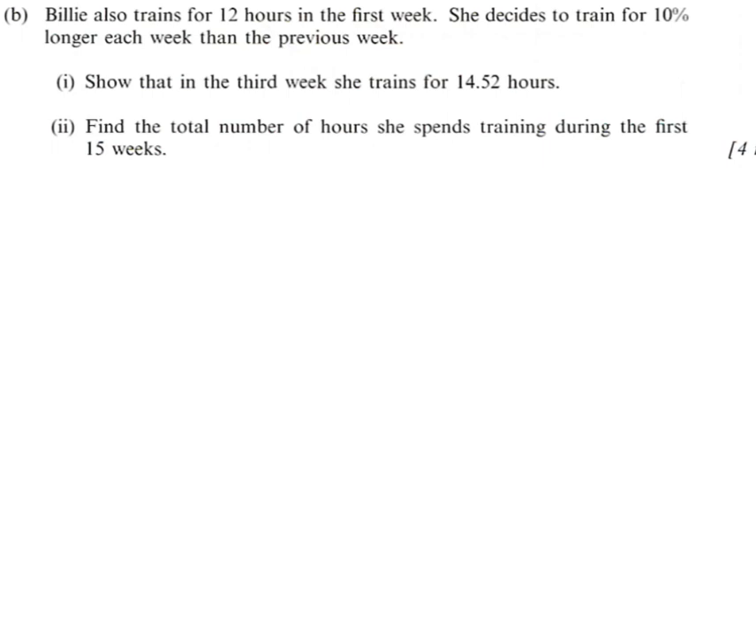Right, Billy, her training partner, trains for 12 hours for the first week. So I'm going to put here, week 1, 12 hours. She decides to train for 10% longer each week. Okay, so if you're increasing something by 10%, you're finding 110% of that amount. So I want 110% of 12, or 1.1 lots of 12.